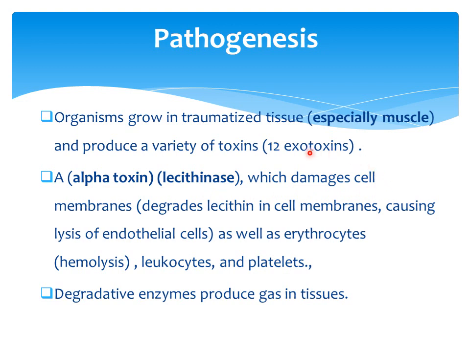It leads to the damage of cell membrane as well as بالإضافة إلى الإريثروسايتس اللي هو الار بي سيز كرات الدم الحمراء, leading to hemolysis. Also it can lead to the lysis of leukocytes اللي هو كرات الدم البيضاء and platelets اللي هو الصفائح الدموية. طيب degradative enzymes, اللي هو الإنزيمات التحللية, are responsible for producing gas in the tissue. This is the pathogenesis of this Clostridium perfringens.